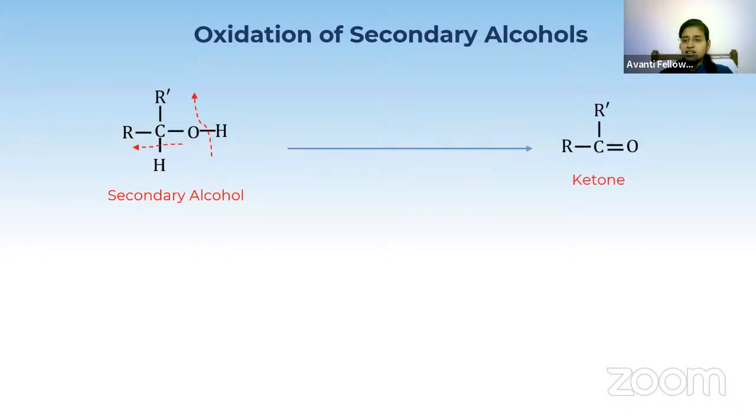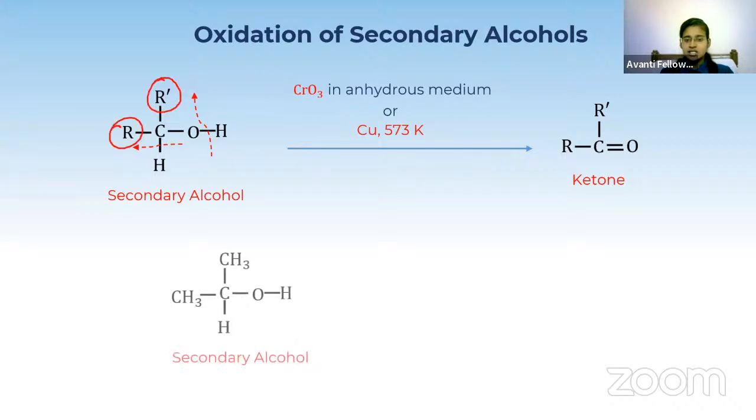Very good, Priyanka. So, it is ketone. Secondary alcohol on oxidation will give ketone. And the oxidizing agents for this transformation are CrO3, chromium trioxide in anhydrous medium, or copper at 573 Kelvin. So these two reagents can help the secondary alcohol to get converted to ketone. I will take one example. Let me take the R group and R dash group as CH3. So I will get this alcohol, and if I use any one of these two reagents, I will get the product, right?